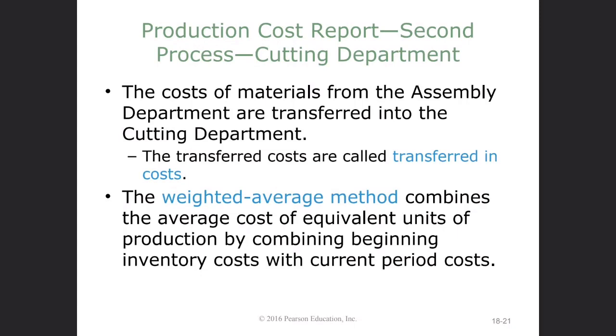The cost of materials from the assembly department are transferred into the cutting department. The transferred costs are called transferred in cost. The weighted average method combines the average cost of equivalent units of production by combining the beginning inventory cost with current period cost.